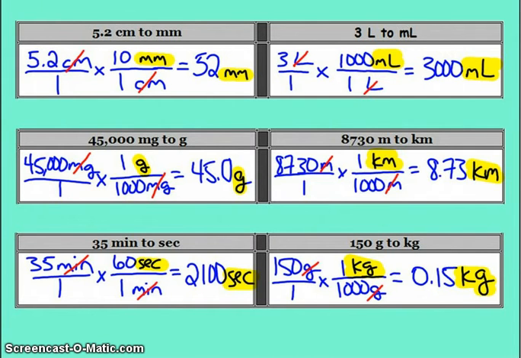These are the one-step conversions. Notice how every problem you start with your given information over 1. You don't have any units in the bottom. And then you must have the units diagonal from each other. Whichever one you start with must be at the bottom of that conversion factor. And on top is the unit you're looking for. Pause the video if you need more time on these answers.